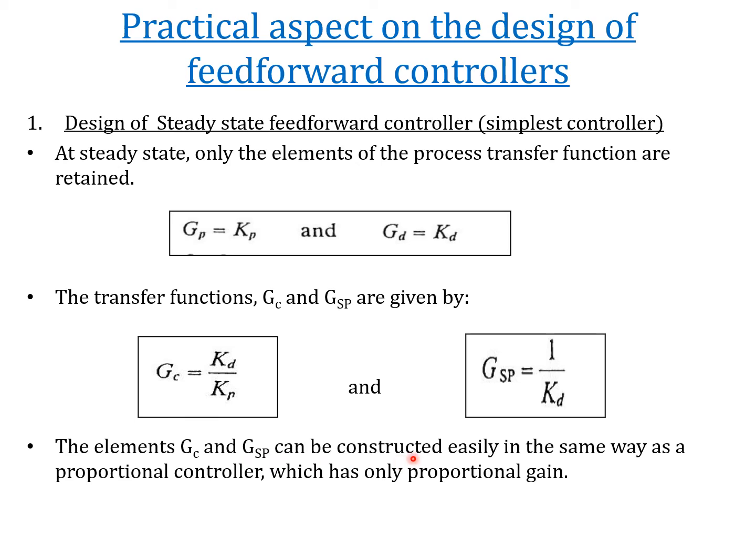Elements GC and G can be constructed easily in the same way as a proportional controller, which has only proportional gain. So you can make it like a proportional controller, which can design them in a much better way.